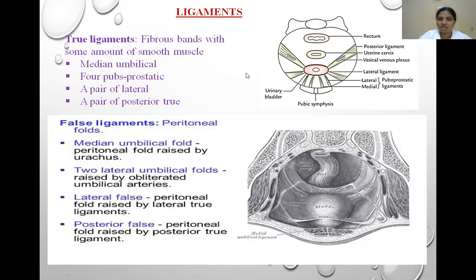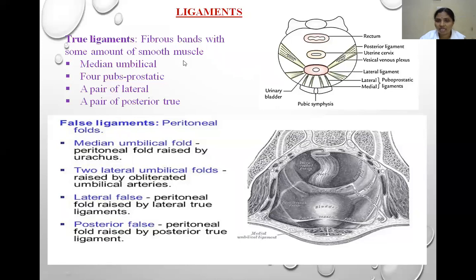Then ligaments. What are the ligaments supporting the urinary bladder? Here we can consider these relations as structural supports, and the false ligaments are representing the peritoneal folds. So what are these ligaments? True ligaments and false ligaments. Now, what is meant by a true ligament? The true ligament is a fibrous band. From where is the fibrous tissue derived? The visceral layer of the pelvic fascia. It is condensed and it has some amount of smooth muscle.